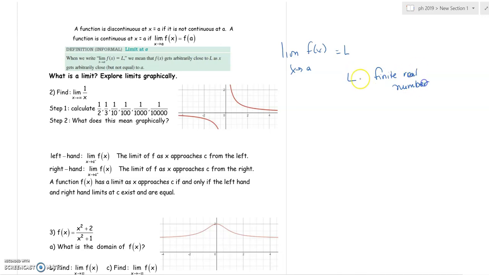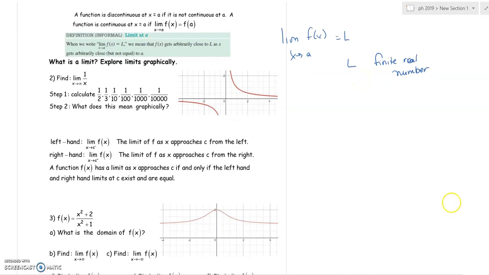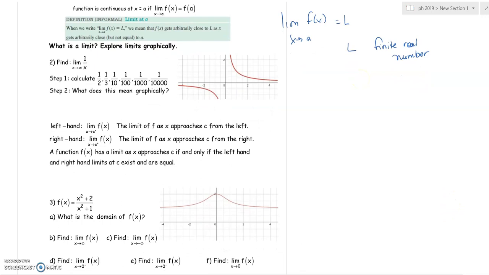If you take a look at number 2, this is asking about a limit. I want to know what is the limit of the function 1 over x as x approaches infinity. If we calculate 1/2, 1/3, 1/10, 1 over 100, 1 over 1,000, 1 over 10,000, notice that those values are getting smaller, smaller, smaller. So graphically, as x approaches infinity, the 1 over x value approaches 0.